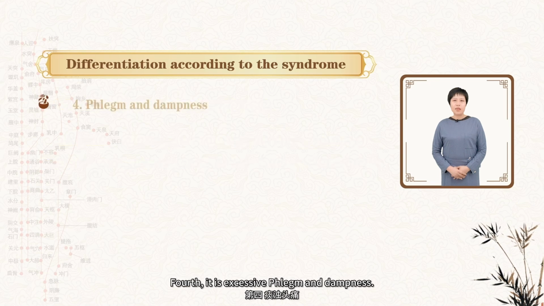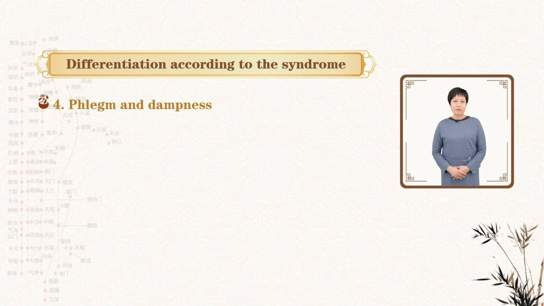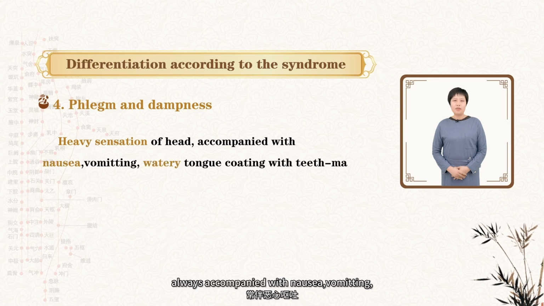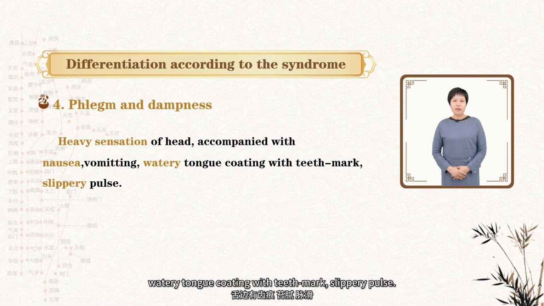Fourth, it's excessive phlegm and dampness. For this syndrome, the characteristic is headache with a heavy sensation of the head, always accompanied with nausea, vomiting, watery tongue coating with teeth marks, slippery pulse.